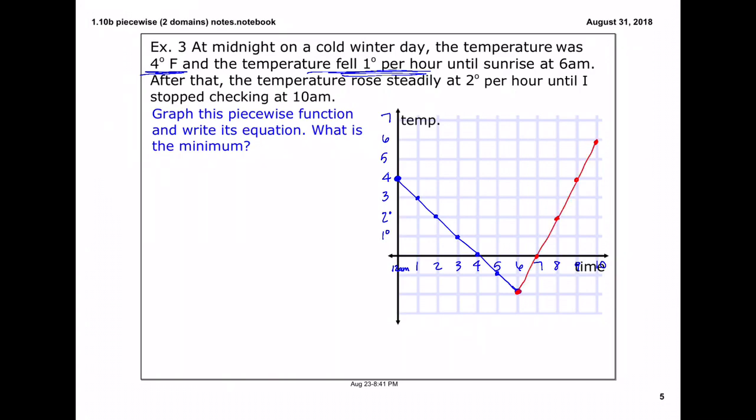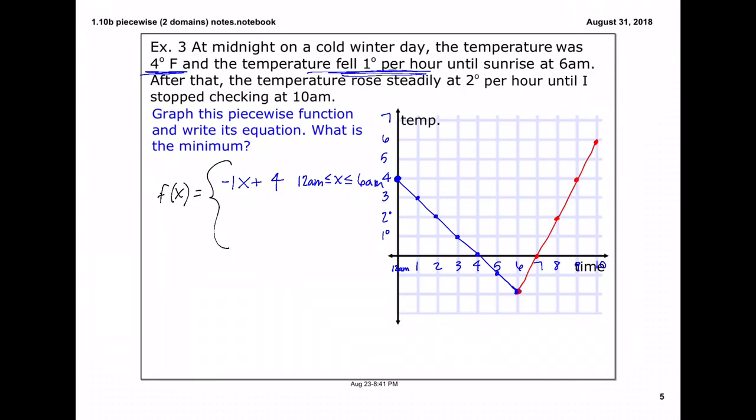So to write these two equations, looking at the blue line, we can easily see that our y-intercept is at 4, and we know that we went down 1 degree per hour. So from 12 a.m. to 6 a.m., we're going to have 12 a.m. is less than or equal to x, which is less than or equal to 6 a.m.